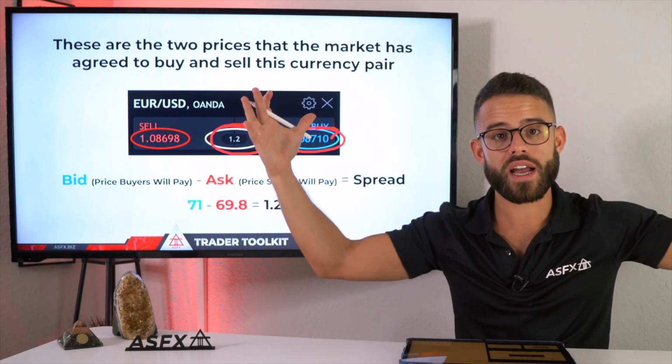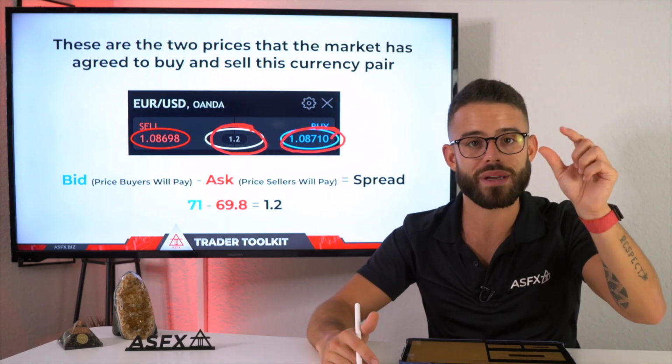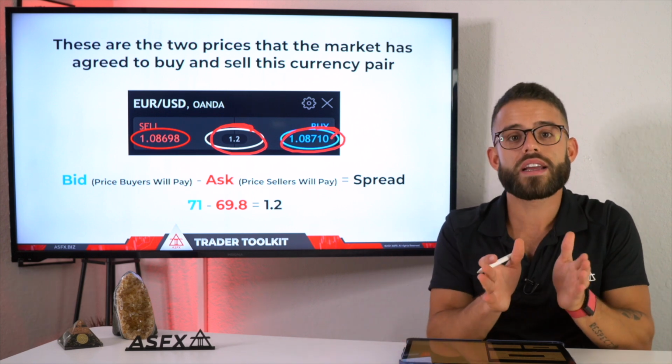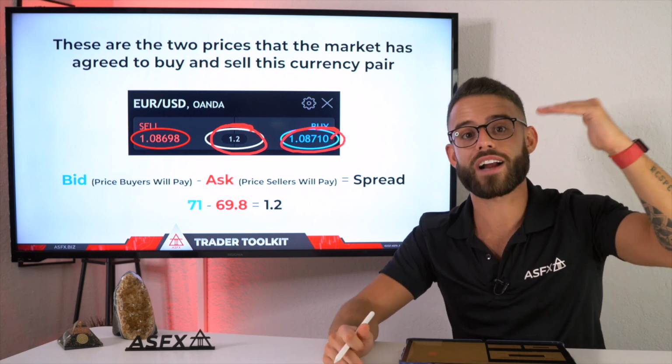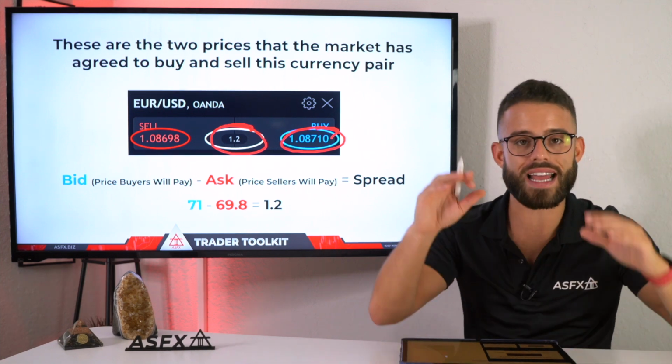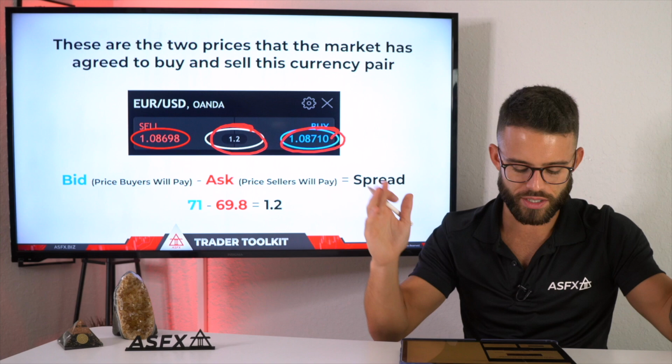If I have a bigger lot size, naturally my commission, my spread is going to be a little bit bigger. The spread, again, is also going to show you, if you were to place the entry, where your entry actually will get taken. So the spread is that difference between the buying and the selling price.